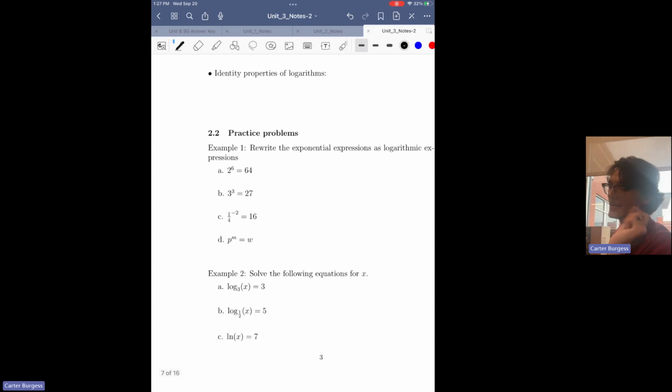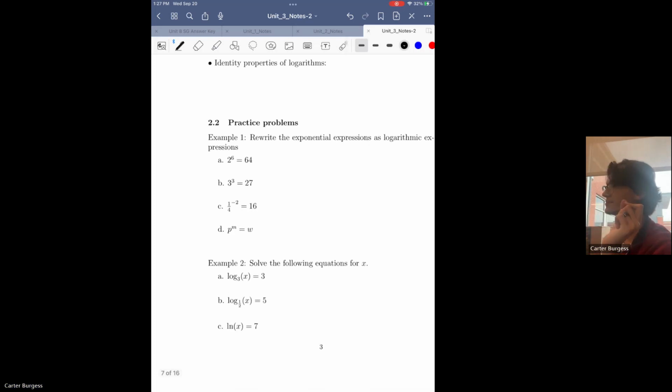All right, so looking at example 1 here. Looking at 1a, we've got 2 to the power of 6 equals 64. All of these are just true statements. All right, every single one of these is true. 3 cubed is 27. 1/4 to the negative 2 is 16. All of these are just true statements. We are taking these exponential expressions and rewriting them as logarithms.